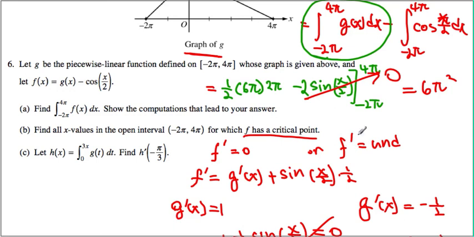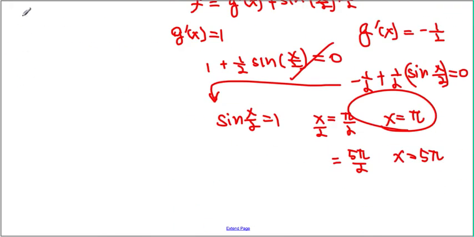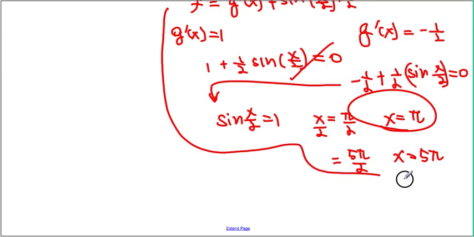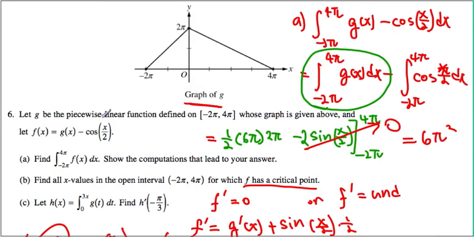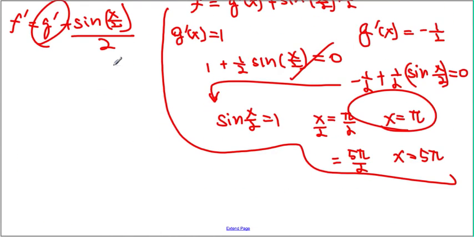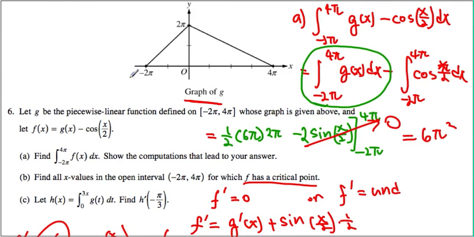When is it possible for f prime to be undefined? Since f prime is equal to g prime plus sine of x over 2, the entire thing over 2, there's one place where g prime does not exist, which is when x equals 0. Then g prime doesn't exist, so x equals 0 is the other answer. So x equals 0 and pi. That was part A and B.